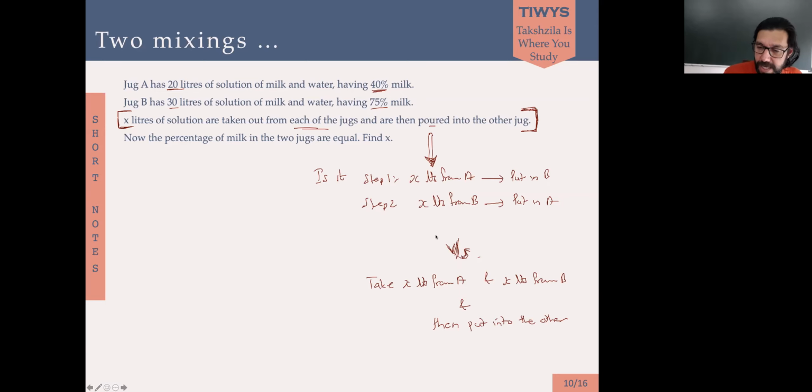You want it to be a little more visual, I'll draw some pictures. So in the first one, I remove from the first and put it into the second and I mix. Then from the second, I remove. Both types of these questions are asked. And what is happening in the second?